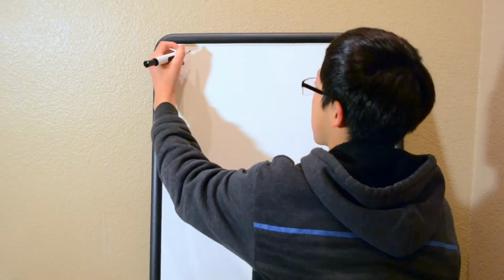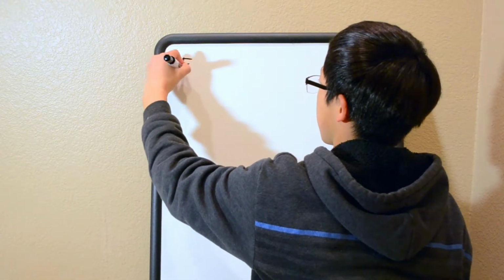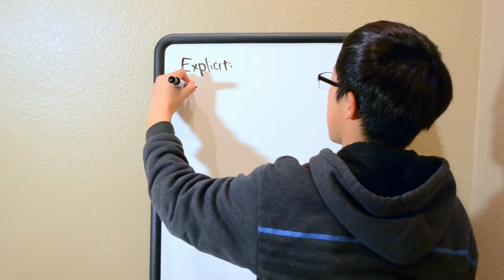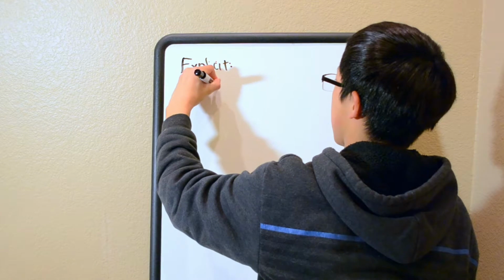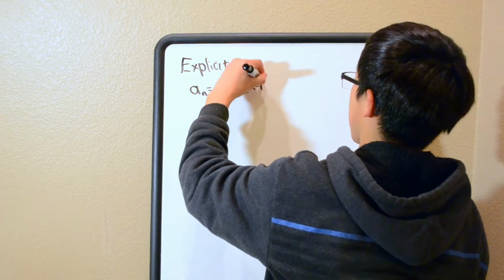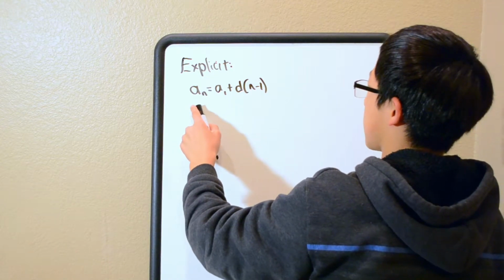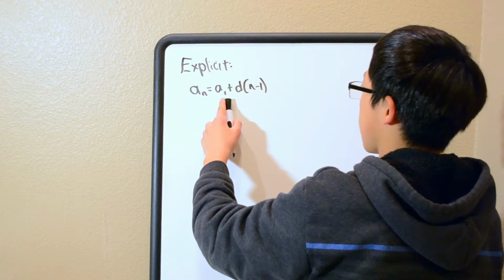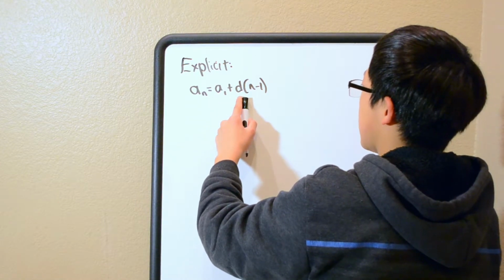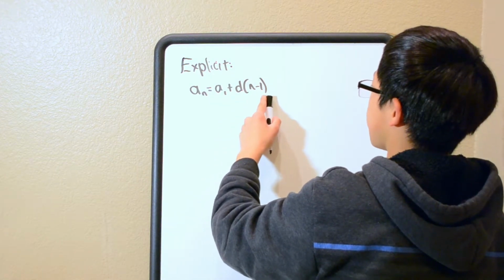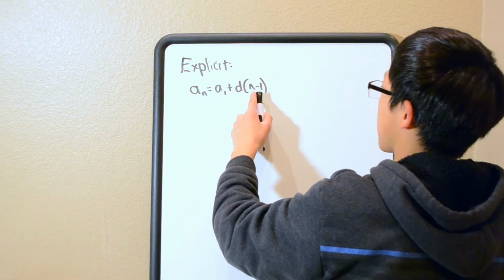So let's start off with our explicit formula. The explicit formula is a sub n is equal to a sub 1 plus d times n minus 1. The a sub n represents the term you're trying to solve for. A sub 1 represents the first term in your sequence. The d represents the common difference between the terms. And in n minus 1, the n is the term that you're trying to solve for.